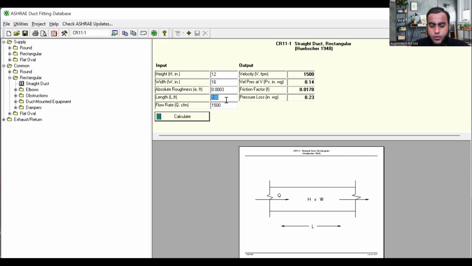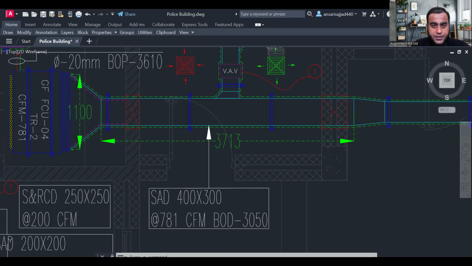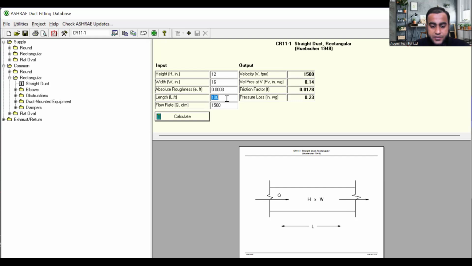And the length of our total duct is how much? Tell me fast, all of you. What is the total length of the duct? 3.7 meter. Is it clear? So here I am writing 3 point, sorry, it is in meter. Here we have to enter the value in feet. So tell me, in feet how much?